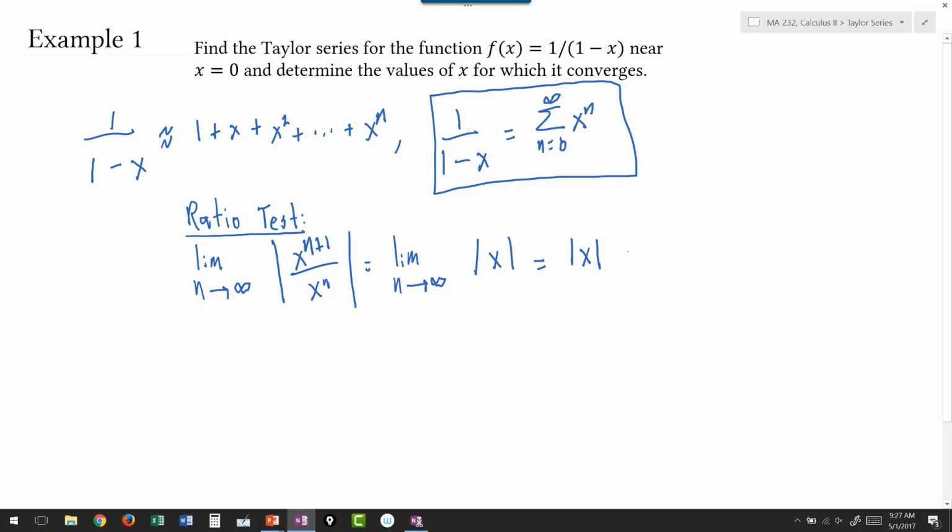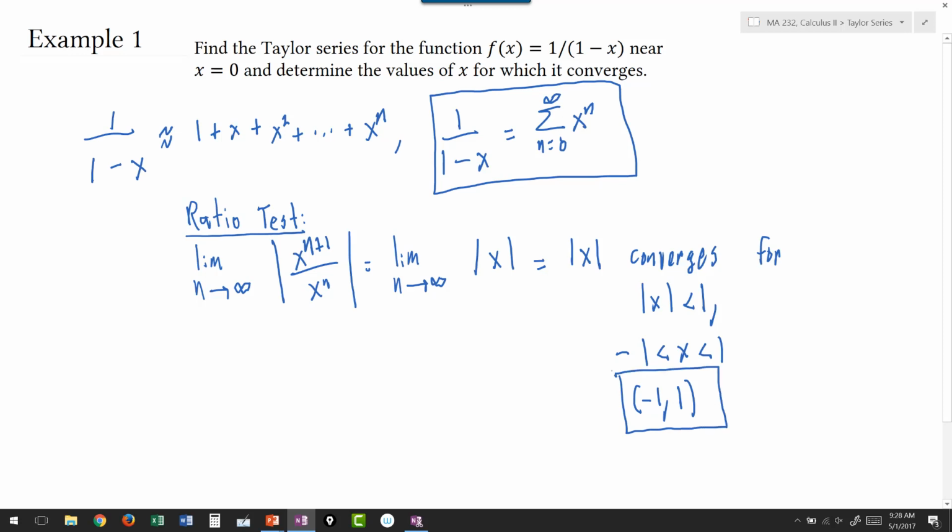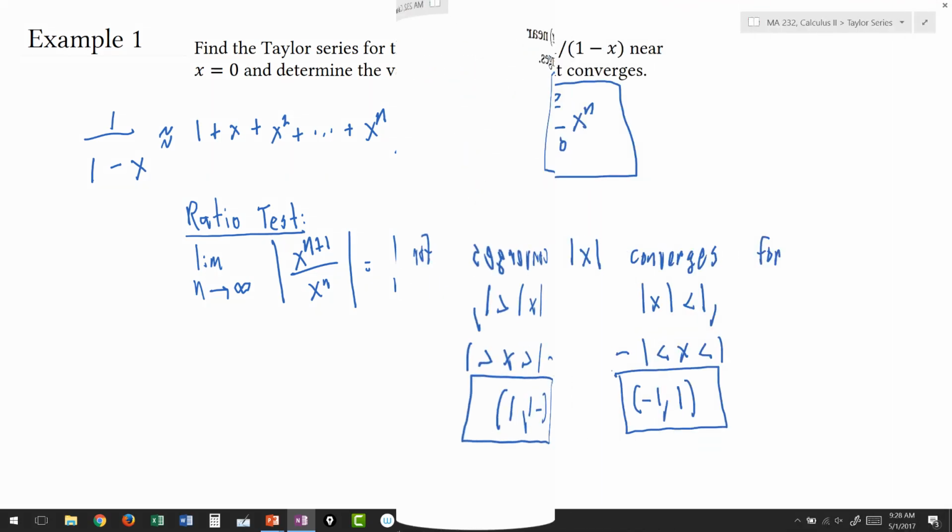Now this ratio test, remember, gives convergence whenever the resulting limit is less than 1. So in this case, we have convergence for absolute value of x less than 1. That means x is between 1 and minus 1. And that means the interval of convergence is the interval from minus 1 to 1. Notice it's symmetric around 0. And for us, we're going to stop there. We're not going to test the endpoints separately. So our interval will just be the open interval from minus 1 to 1.